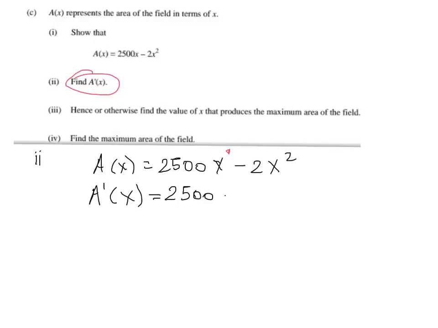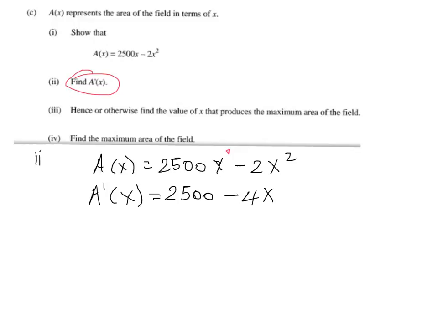And we do the same to this term. We're multiplying our exponent by our coefficient to get our new coefficient. So we have a 4x. Then we're subtracting 1 from our exponent to get our new exponent. So our new exponent is just 1, which we don't have to write. So we've differentiated our area. And that's our new expression, or A prime of x expression.